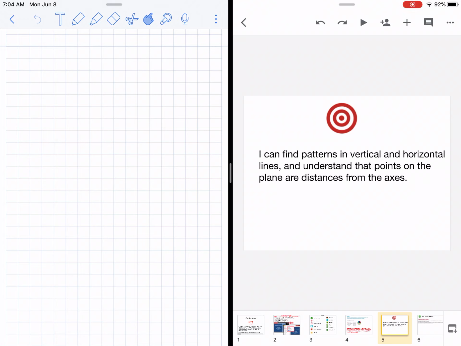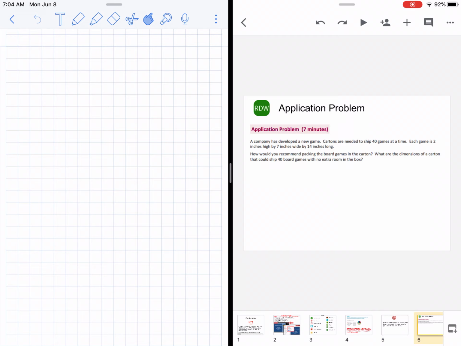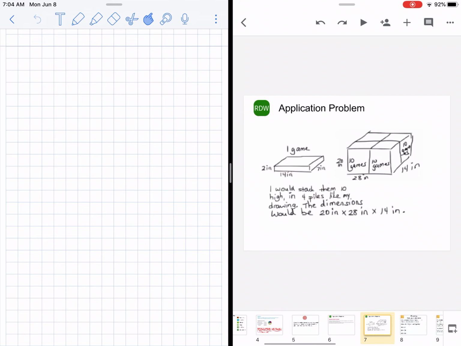Happy Monday morning. This is Module 6, Lesson 5. Your target for today: I can find patterns in vertical and horizontal lines and understand that points on the plane are distances from the axis. We did our application problem this morning. This is exactly how I did my application problem.